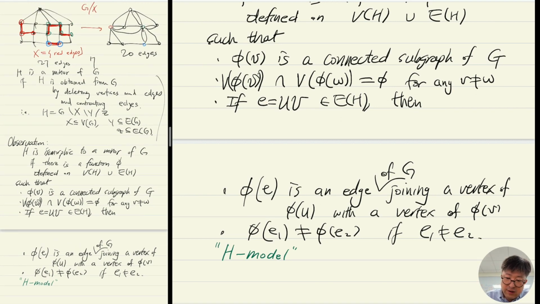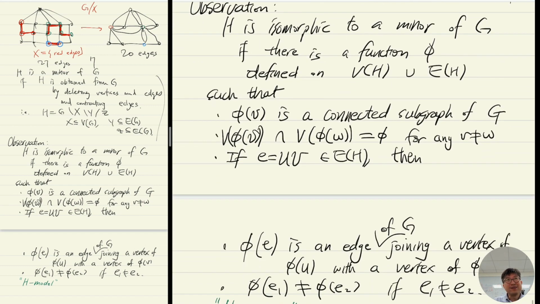If you look at this picture, in the minor, every vertex corresponds to a connected subgraph in the original graph. For instance, this red vertex corresponds to this red subgraph. This blue vertex corresponds to this blue connected subgraph. And the green vertex corresponds to this green connected subgraph. So in an H model, you have a mapping from the minor to the original graph, and every edge of the minor corresponds to an edge joining two vertices in phi of u and phi of v, right? That's another way of describing a minor.